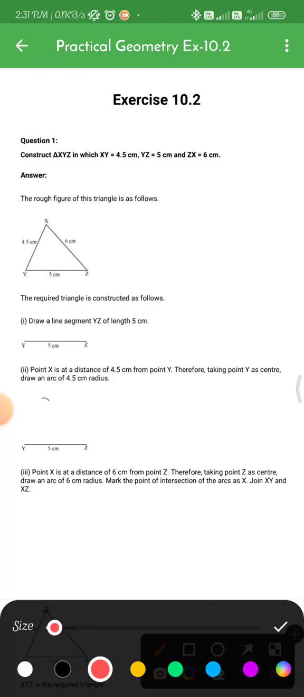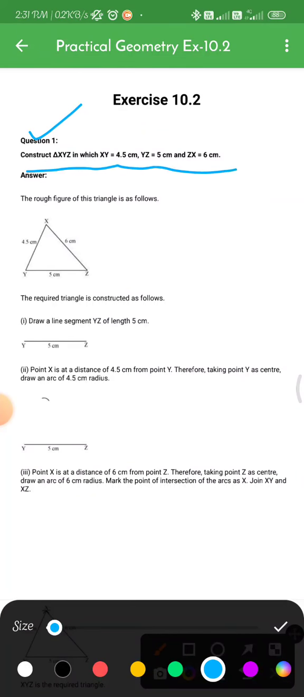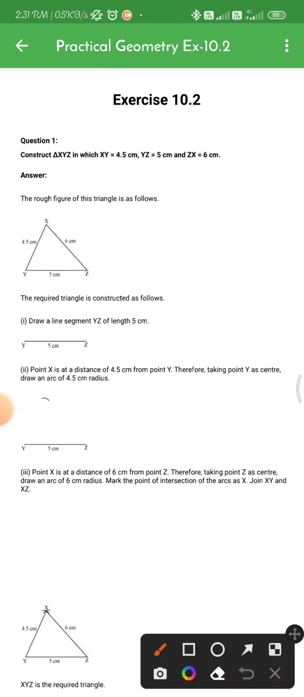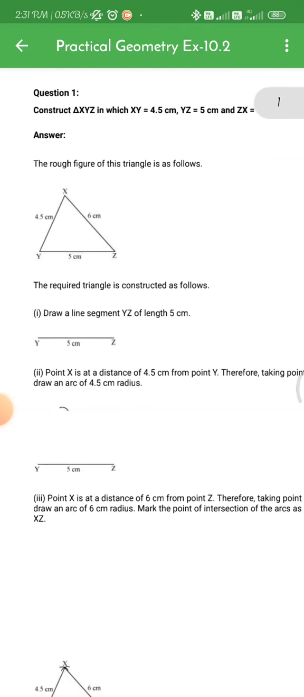See carefully, we have question number 1. Construct triangle XYZ in which three sides are given. XY is equal to 4.5 centimeter, YZ equal to 5 centimeter, and the third one, ZX, equal to 6 centimeter. So three sides are given here, and we have to construct a triangle with the help of these three sides. Check it out, how I am going to construct this triangle.